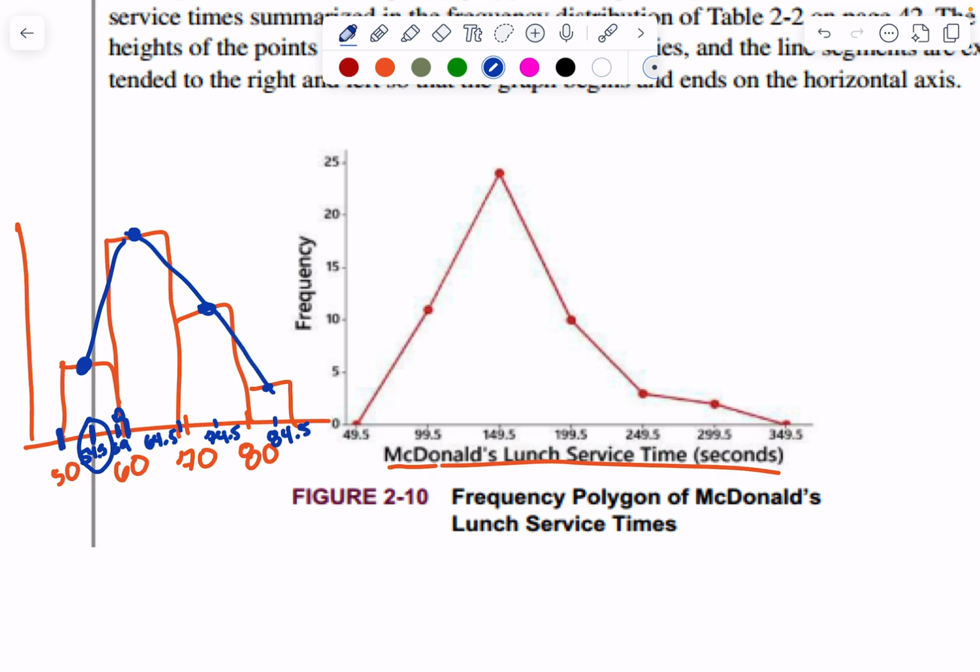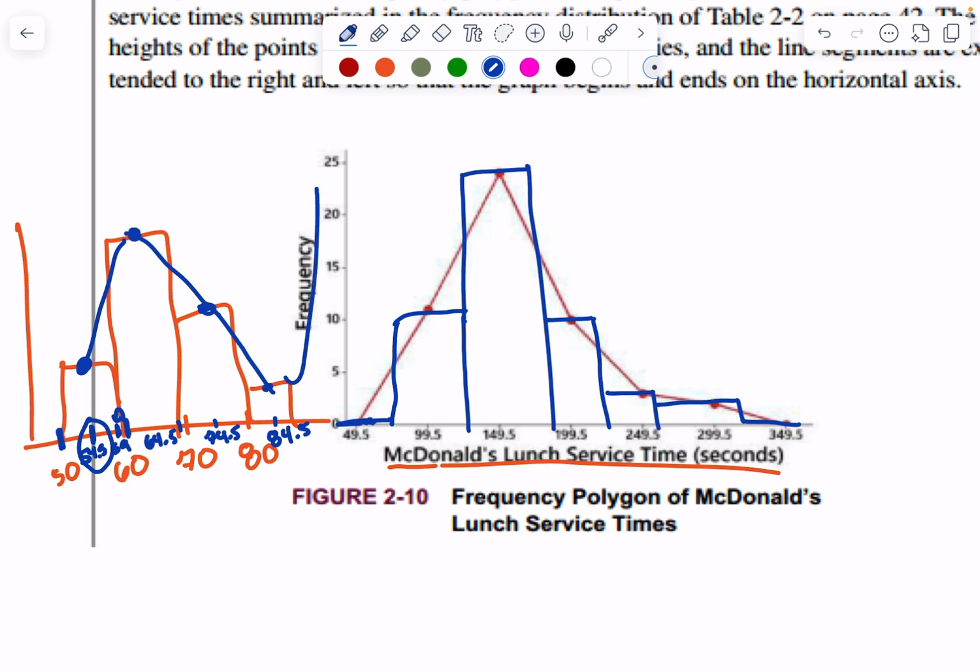This one had none right here. If I make this into a histogram, and I better make my bars touch, this is what it would look like, right? You're just using the midpoint instead. Anyway, something like that. Instead of doing a histogram, you're doing the midpoint and a dot and connecting the dots. And that is a frequency polygon, okay? You still have frequency on the side like a histogram does, but you're using midpoints.